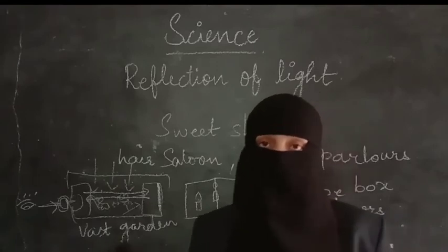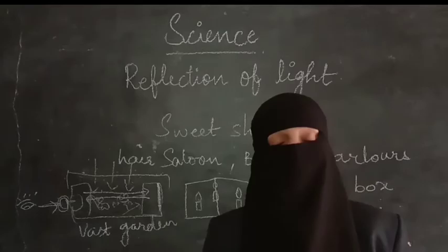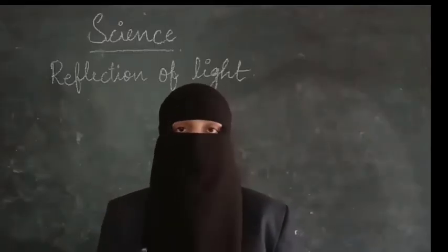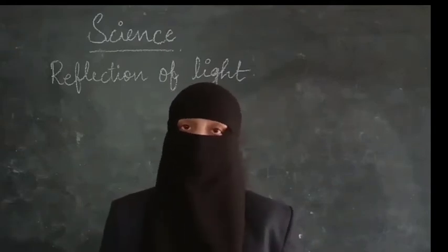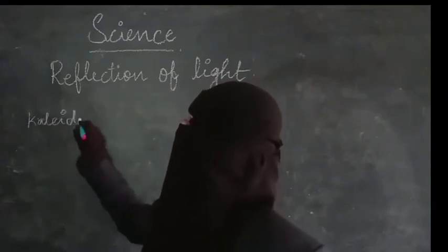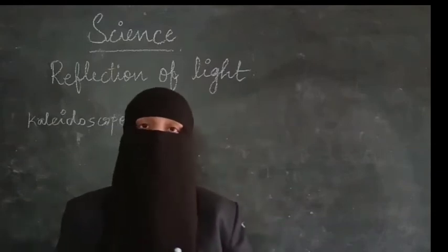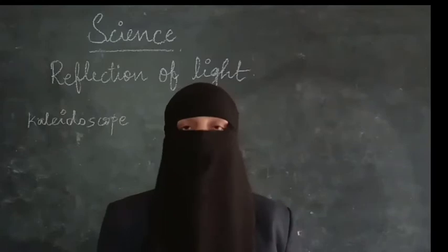So students, you have time. If you have these mirror strips, you can do this activity. It is very interesting. In the activity we have seen how we made a small place look like a vast garden. A garden in a box. In the same way, we are going to make one more thing called a kaleidoscope, which is interesting and easy to make, and by using this kaleidoscope we can see different patterns of things. So let us see how to make this kaleidoscope.